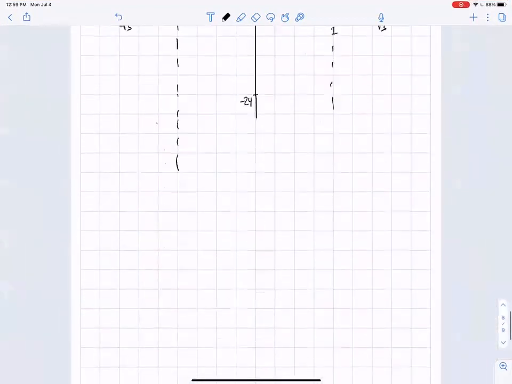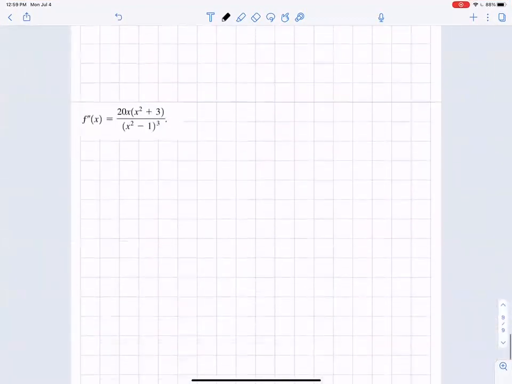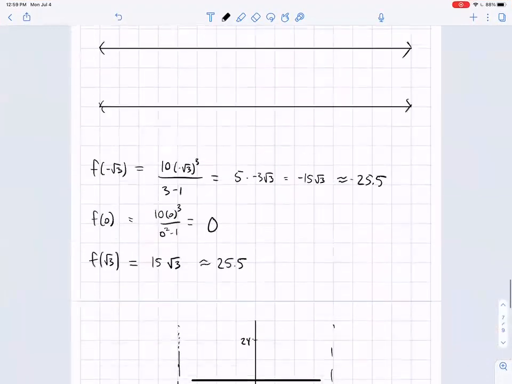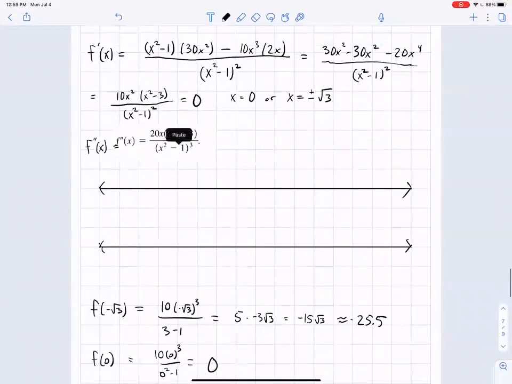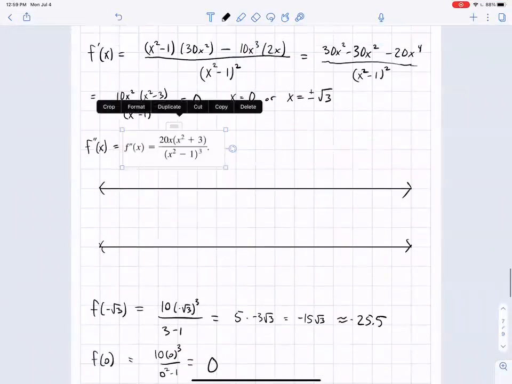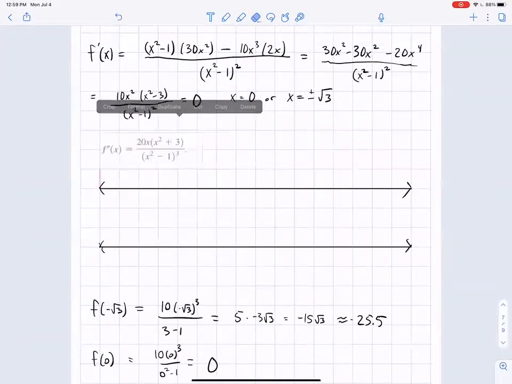And so let me find that. Where did it go? Cut. And we'll paste it right here. So that's what the second derivative is.